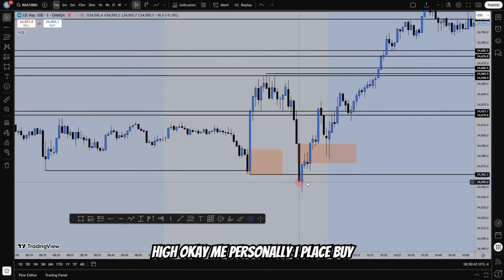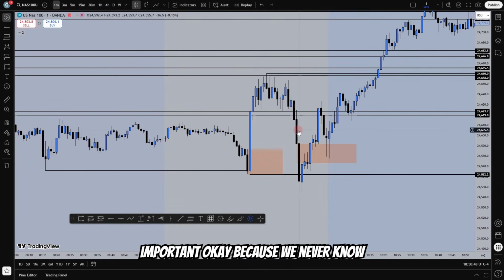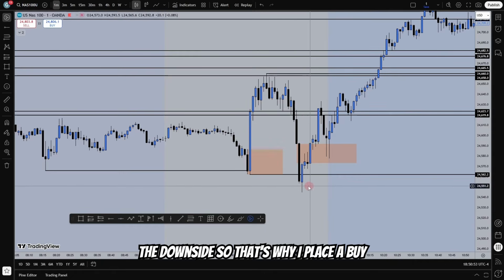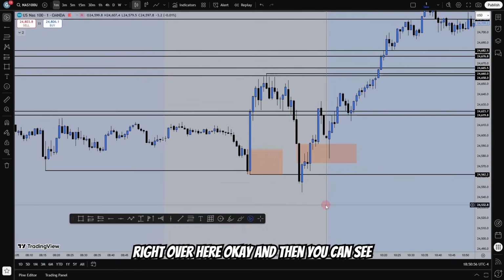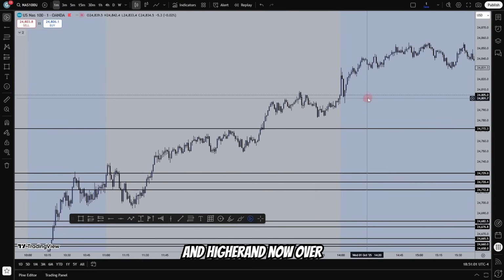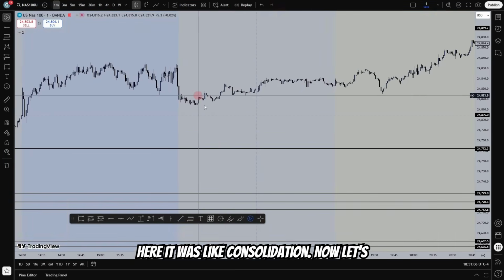Okay, me personally, I place buy limits over here and a stop loss over here. The stop loss is really important, because we never know, price can keep on falling towards the downside. So that's why I place a buy limit right over here and a stop loss right over here. Okay, and then you can see what happened. Price kept on going higher and higher, and now over here it was consolidation.